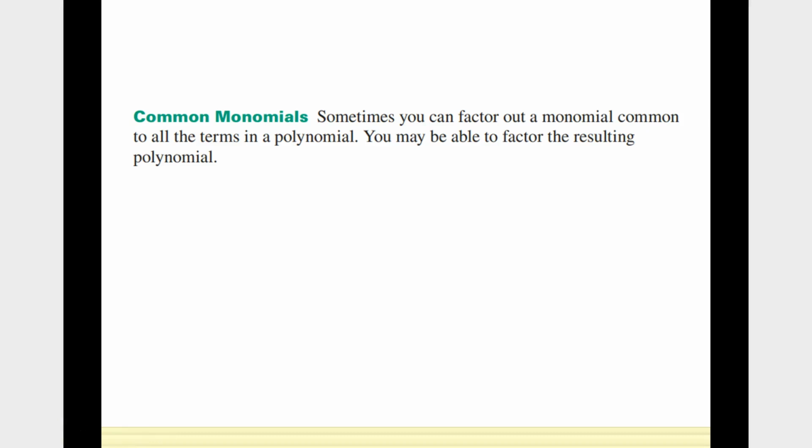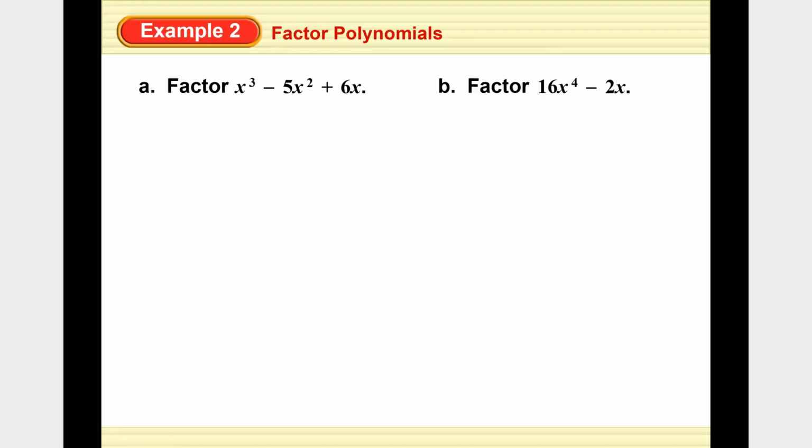Continuing with our lesson, there are times where you can factor out a monomial common to all the terms in a polynomial. You may be able to factor the resulting polynomial. By a common monomial, this is the same thing as when we do a GCF, okay, a greatest common factor. So for example, let's say we want to factor x cubed minus 5x squared plus 6x.